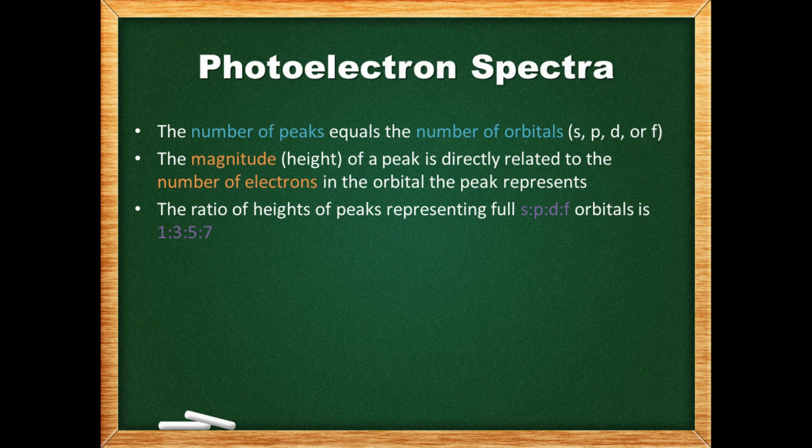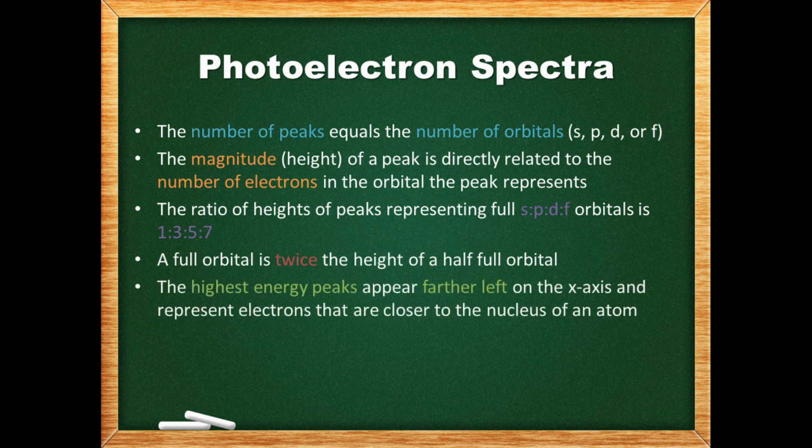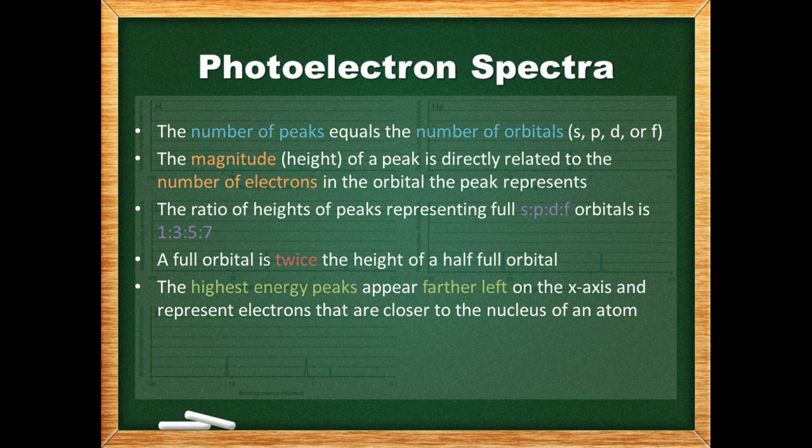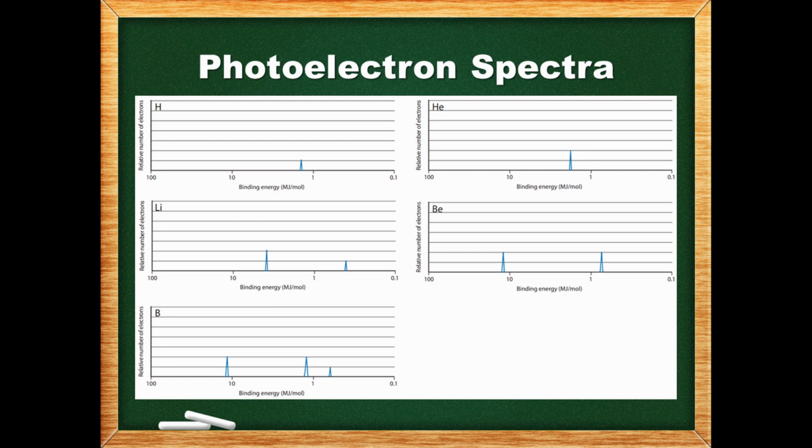It follows that a full d orbital is 5 times the height of a full s orbital. A full orbital is twice the height of a half-full orbital. Also, the highest energy peaks appear farther left and represent electrons in orbitals that are closer to the nucleus. Examination of each of the spectra provided thus far indicates that the energy required to remove the innermost electrons varies significantly from element to element.